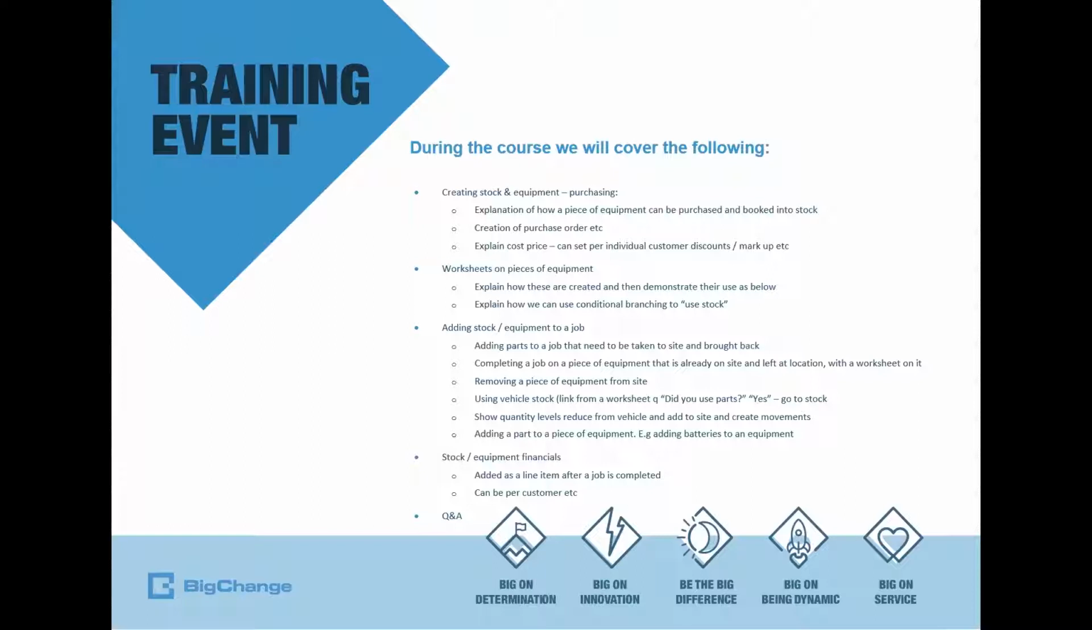And I'm going to explain how we can use conditional branching with pieces of equipment to ensure that the engineers are made aware of what they need to be using on a job or what they need to be maintaining on a job. And if they do use pieces of equipment or stock from their vehicle, it will push them to the right part of the device whilst they're on a job, making their life easier.